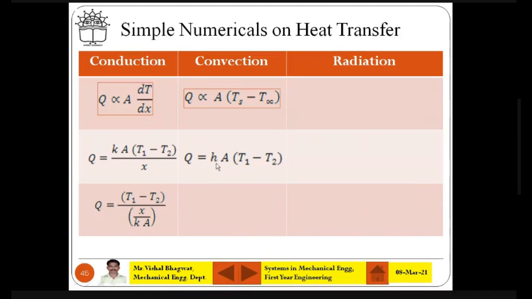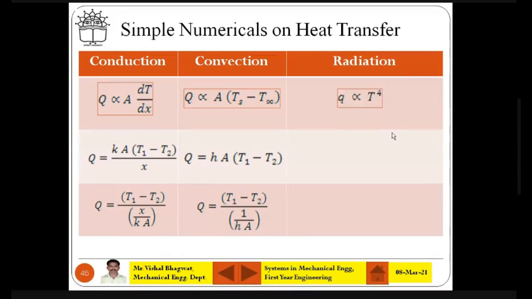Here also it is the same: watt divided by meter square into Kelvin. Temperature comes in Kelvin, watt is the unit of Q, and you have A, which you send to this side, so it becomes meter square. So W divided by m square into K, or degree Celsius sometimes, depending on the numerical that is asked. Again, thermal resistance in convection: T1 minus T2 you keep on the numerator side, and everything else you send to the denominator. So you get 1 upon HA as the thermal resistance in convection.